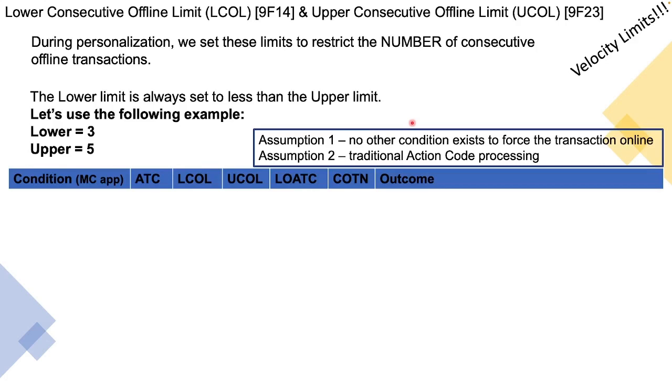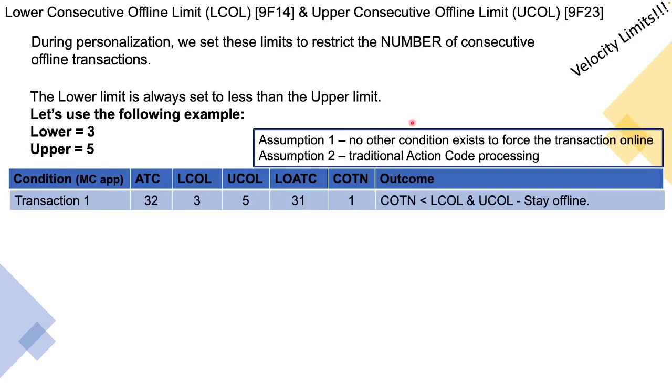And if the transaction count is above the upper limit, then you have to send it online. It's mandatory. If you can't, you decline it. Okay, so using that basis, let's walk our way through the whole transaction history.